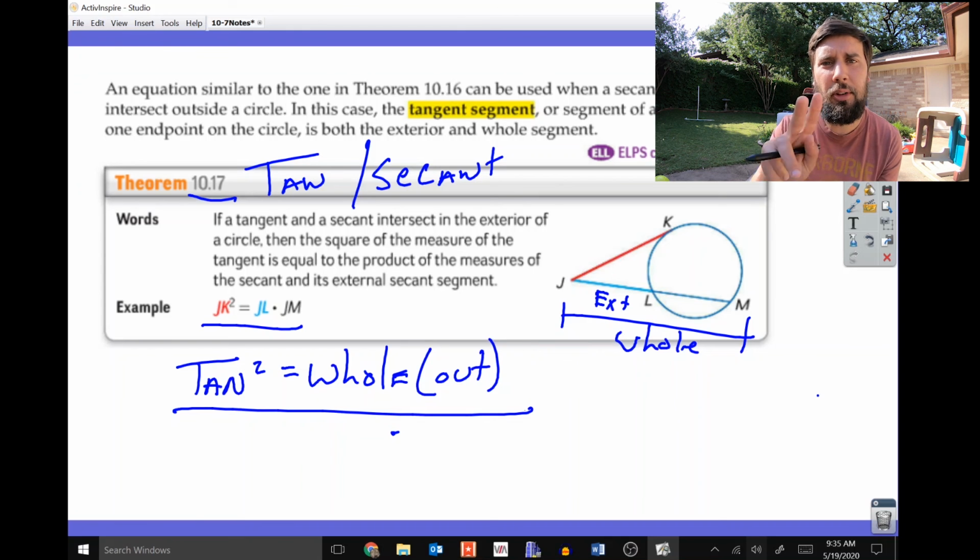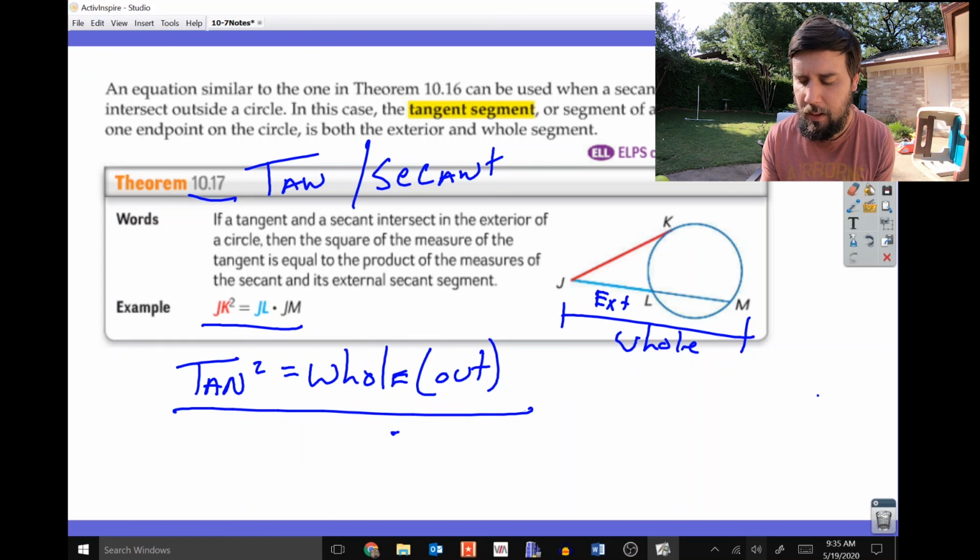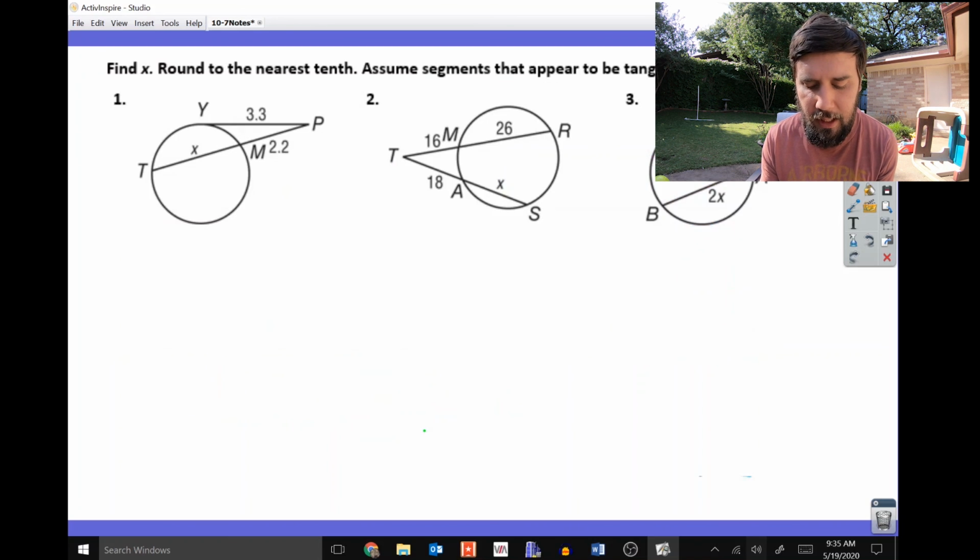Alright, so those are the last two theorems for this lesson. I know those are kind of weird, but if you have two secants, it's whole times outside equals whole times outside. If you have a tangent and a secant, then you square the tangent and then you do whole times outside for the secant. Let's look at a few problems here, and hopefully this will help us. So we're going to find x.